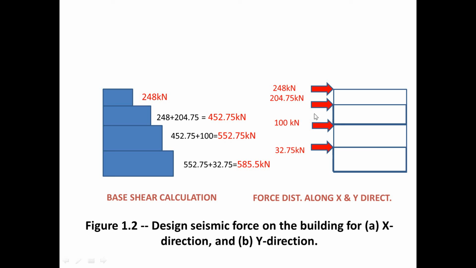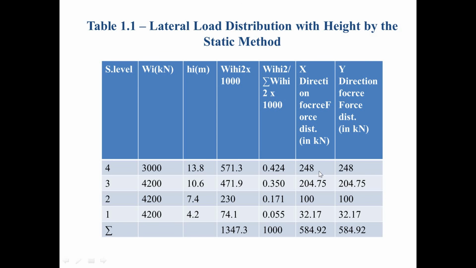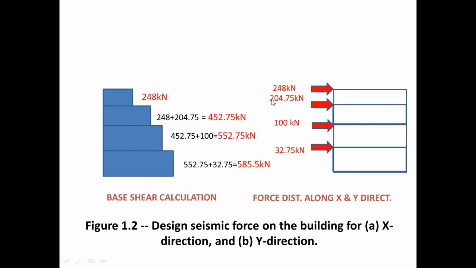Okay, next is your lateral load distribution. In lateral load distribution, you just draw the frame of the building, and then story wise you have to apply the horizontal load that we have already calculated in our previous table. So 248, 204.75, 100 and 32.7. This much diagram and calculation you require to get the maximum 14 marks in your examination.